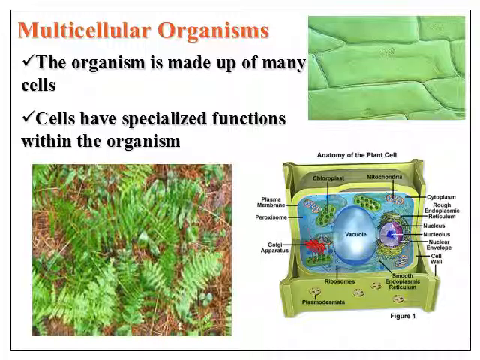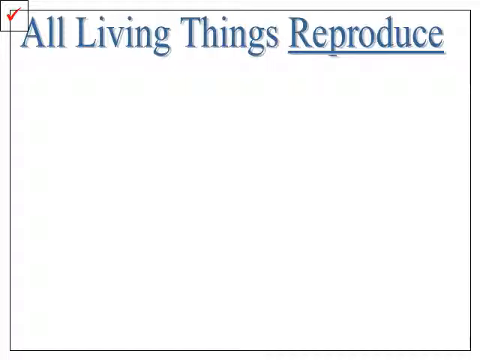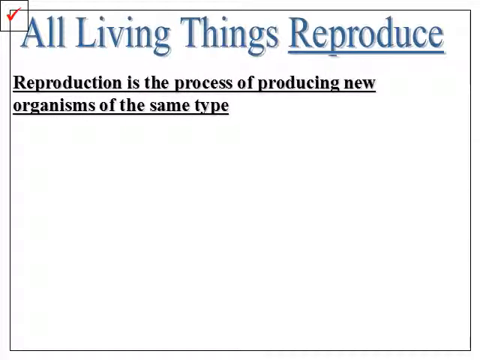For example, we have skin cells, red blood cells, white blood cells, nerve cells, muscle cells, all of which have a specific function inside our body. So all living things must reproduce. Reproduction is a process of producing new organisms of the same type. So they have to be of the same type. It's not like you'd be able to have two hippos mate and produce a giraffe. That just doesn't happen like that.